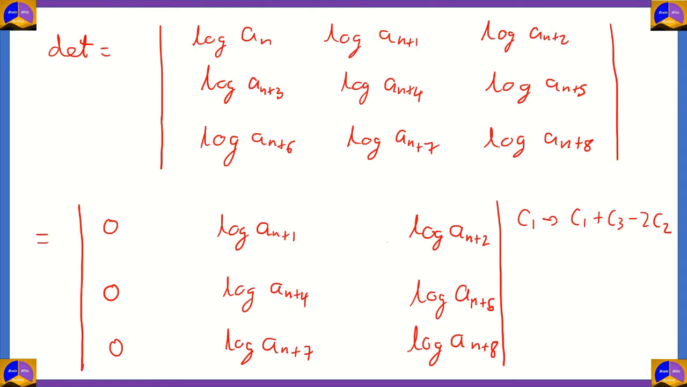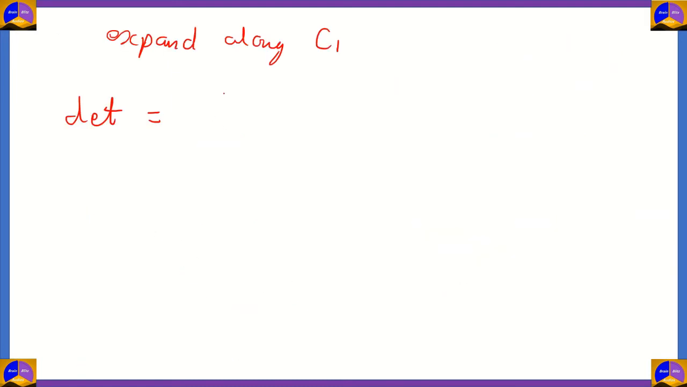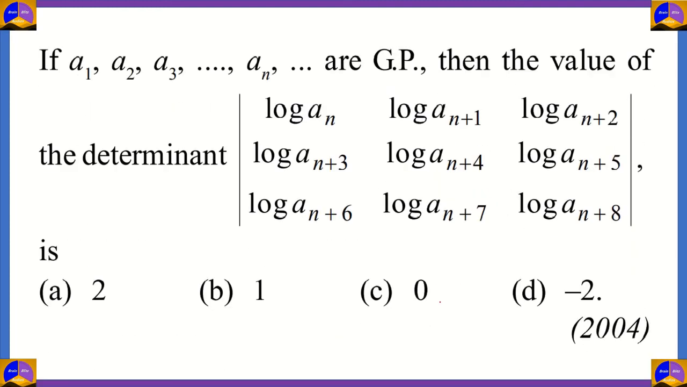Now we don't need to do the expansion because we know that when you take the terms along C1, you will find that all of the permutations and combinations along the expansion will have a 0 multiplied to it. So therefore, the determinant will automatically become 0. So the right answer for the value of the determinant is option C, 0. That is the correct option for this question, asked again in 2004.